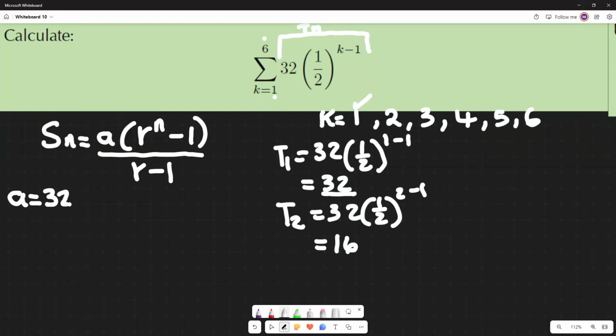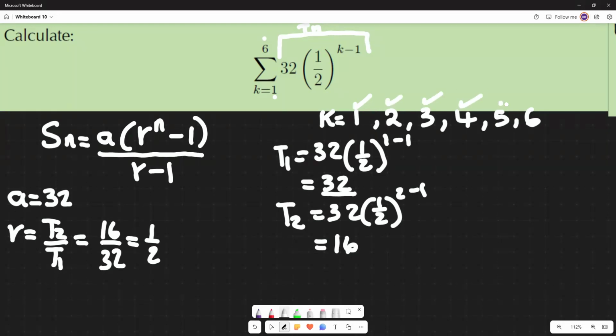a is the first term of the sum. Then we can easily get r. Remember, the ratio is T2 over T1 for a geometric pattern. The second term is 16, the first term is 32, which is half. So our r is half. And then how many terms are we adding? We're adding 1, 2, 3, 4, 5, 6 terms.